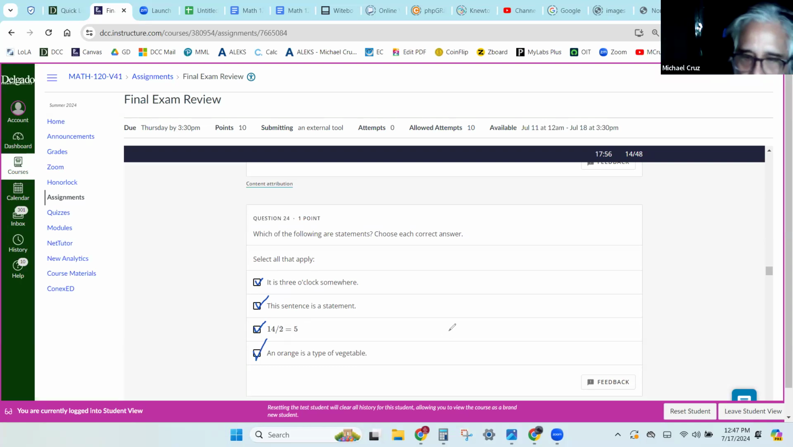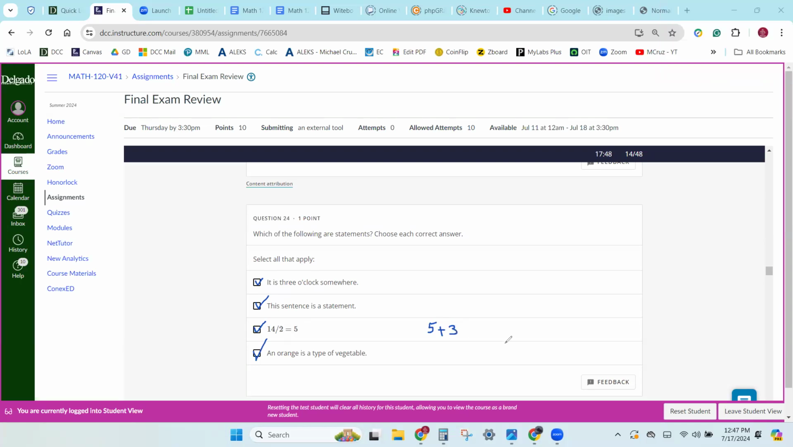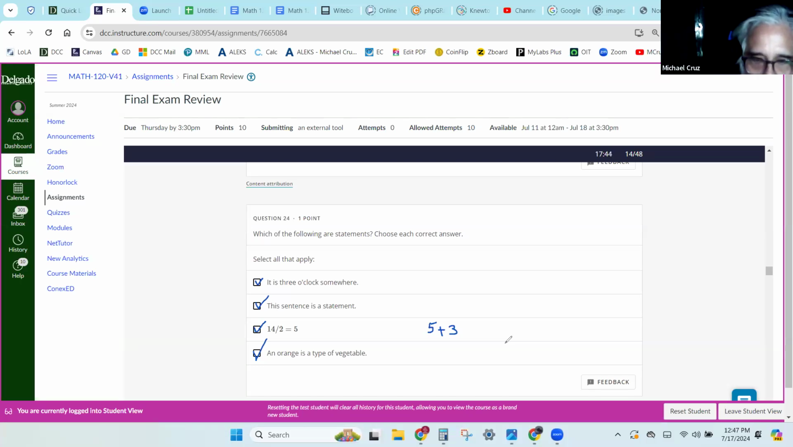If this one right here were just said something like 5 plus 3, and we didn't have an equal sign, then it's not a statement. So basically, you've got to have two things. You've got to have one noun, which is 14 divided by 2, and then the verb pointing to another noun, essentially, if you look at it strictly from a language viewpoint.